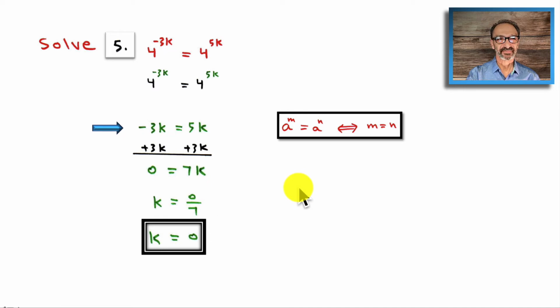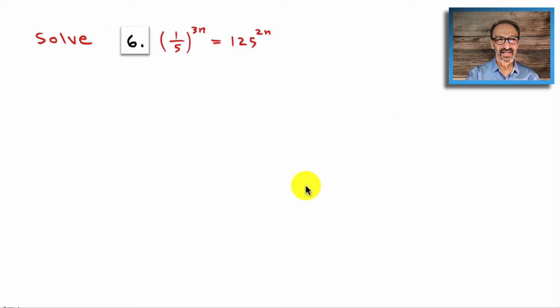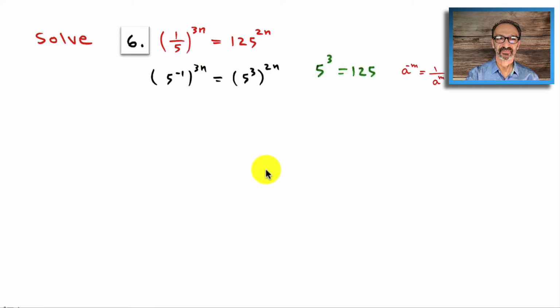Okay, number 6. Now, what do you think the base here is? 5, 25, 125? I think it's 5. So we could move the 5 up and make it 5 to the power -1. So we could compare and use that rule. 5 to the power 3 is 125. So I'm using two things right here. Moving this up using this rule. And instead of 125, I'm writing 5 to the power 3.